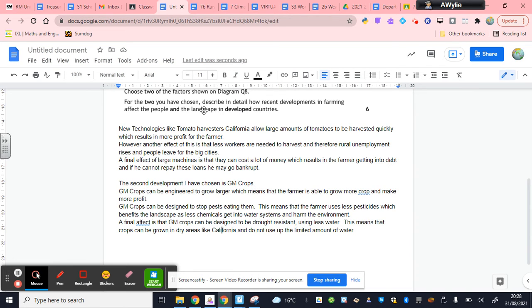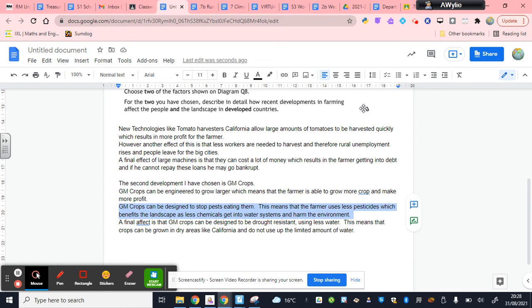I have brought in the idea of the landscape in this second point on GM crops because I'm saving the environment. So I've made sure I've done people and the landscape. Most of my points are to do with people, but that's fine as long as I've got one point in the landscape. What I might want to do is, for either of these two, add one additional point. So I've got seven overall, guaranteeing I get the six marks.